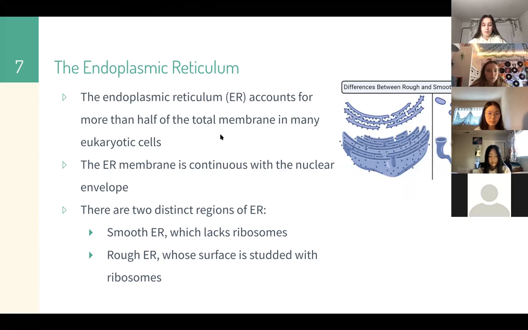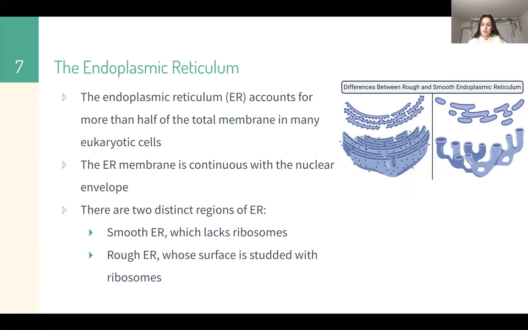Smooth ER lacks ribosomes, while rough ER has ribosomes, which is why in the picture on the left, it's rough ER and the little dots are the ribosomes, and that's what gives it its texture. And on the right is smooth ER, and it's smooth because it lacks ribosomes.